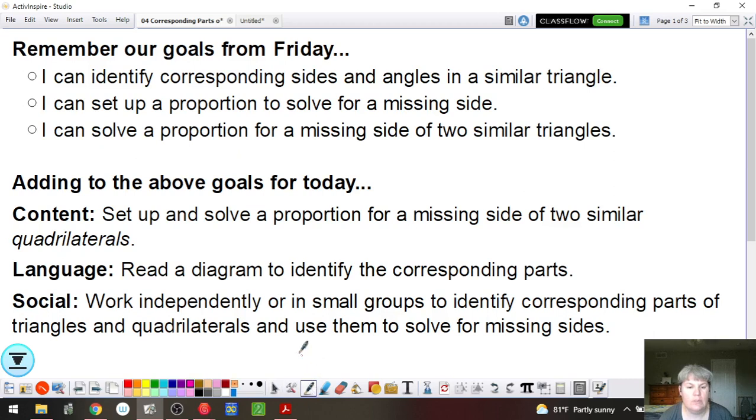Quadrilaterals have four sides to them. So our content objective is to set up and solve a proportion for a missing side of two similar quadrilaterals. Our language objective is to read a diagram to identify the corresponding parts. And our social objective is to work independently or in small groups to identify corresponding parts of triangles and quadrilaterals and use them to solve for missing sides. So let's take a look at this.